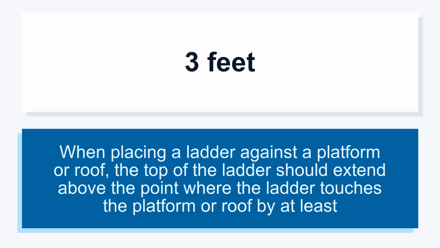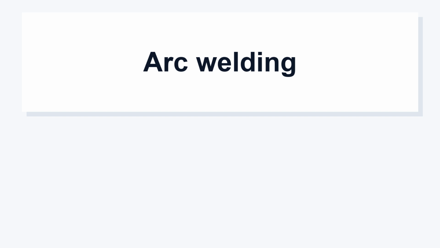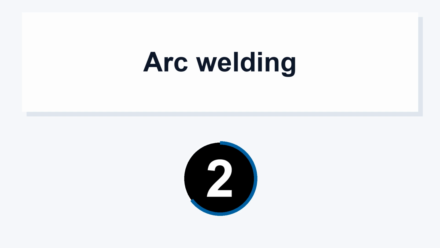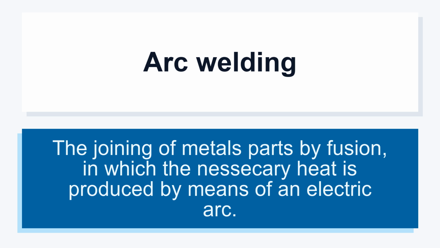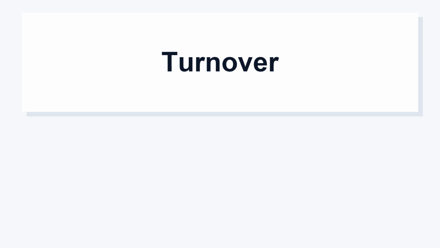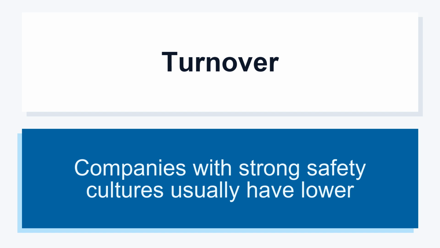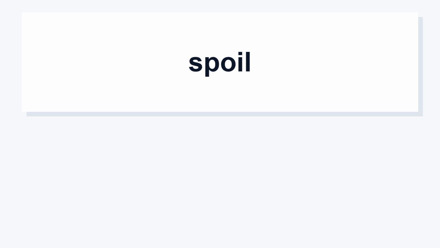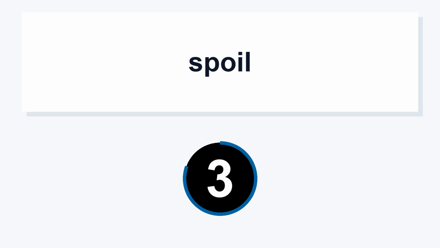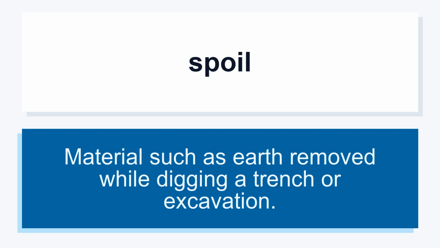3 feet. When placing a ladder against a platform or roof, the top of the ladder should extend above the point where the ladder touches the platform or roof by at least. Arc welding. The joining of metal parts by fusion, in which the necessary heat is produced by means of an electric arc. Turnover. Companies with strong safety cultures usually have lower spoil. Material such as earth removed while digging a trench or excavation.